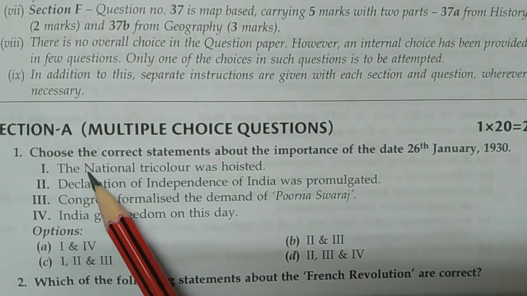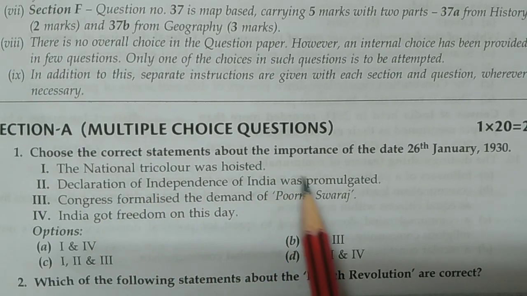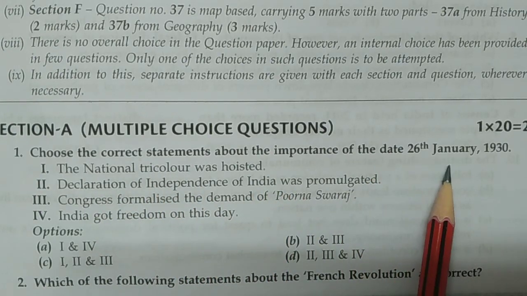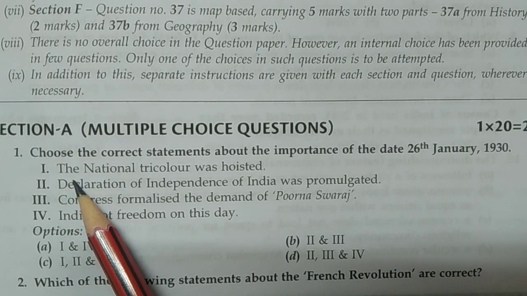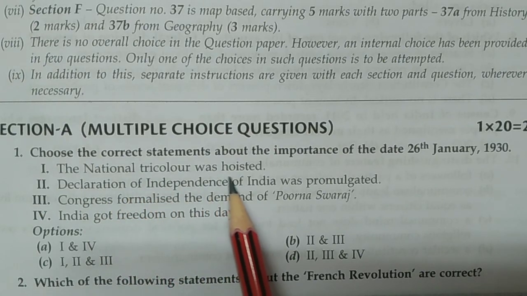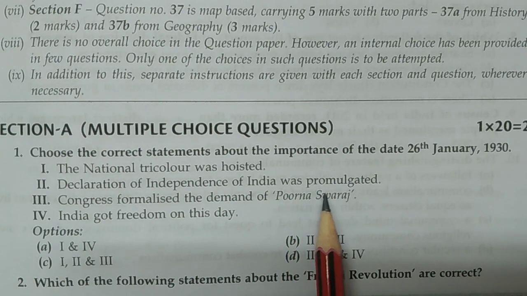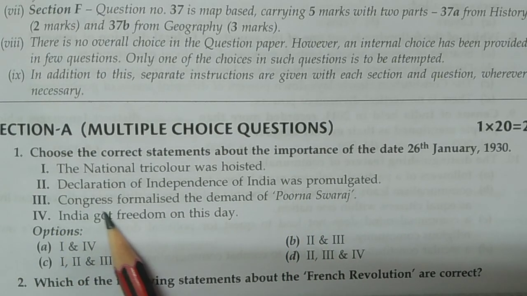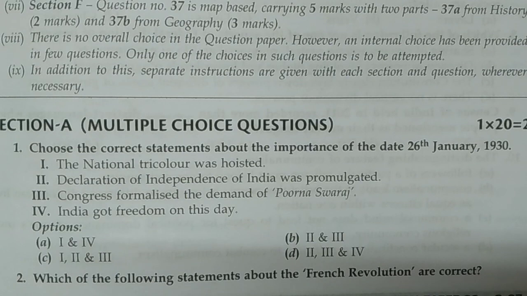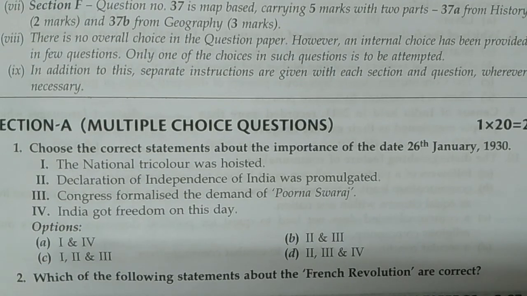Question number 1. Choose the correct statement about the importance of the date 26 January 1930. The options are: first, the national tricolor was hoisted; second, the declaration of independence of India was promulgated; third, Congress formalized the demand of Purna Swaraj; and fourth, India got freedom on this day. So you have these 4 options. You can choose from these options. These options are very important to get the exact answer.